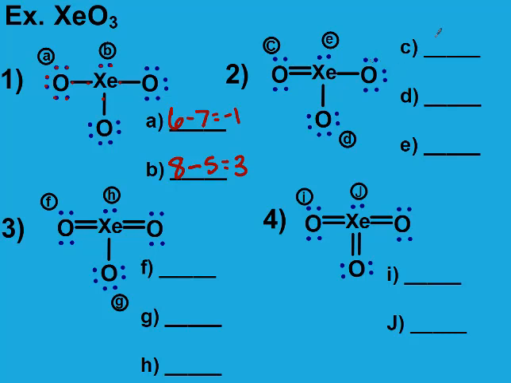Going over to number 2 and C, oxygen came in with 6. It currently has 1, 2, 3, 4, 5, 6. So that's a formal charge of 0. This oxygen on the bottom came in with 6, and it currently has 1, 2, 3, 4, 5, 6, 7. So that's a formal charge of negative 1. And then xenon came in with 8 and it currently has 1, 2, 3, 4, 5, 6. So that's a formal charge of positive 2.